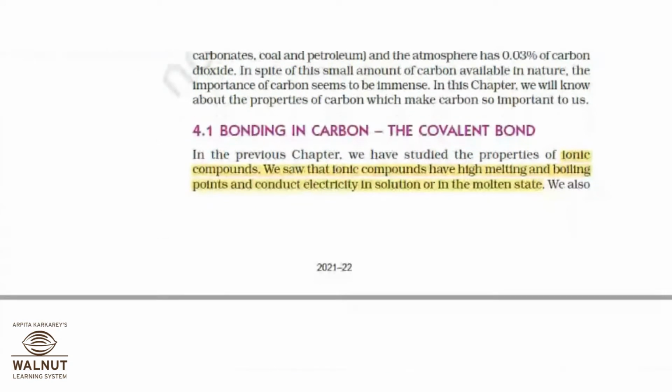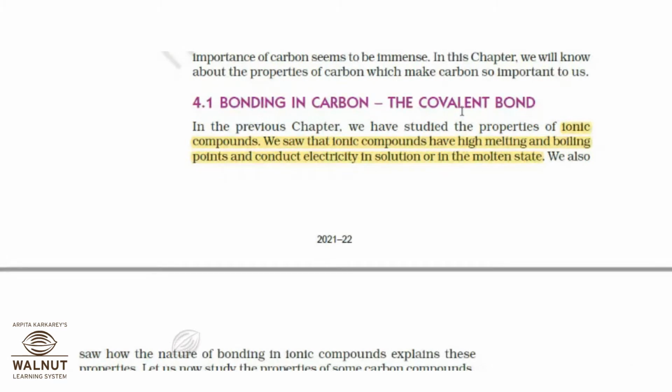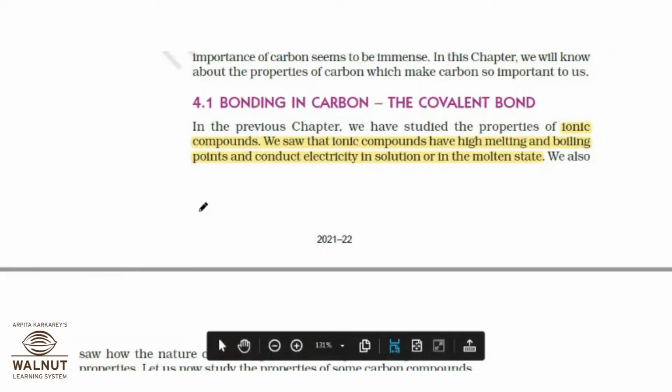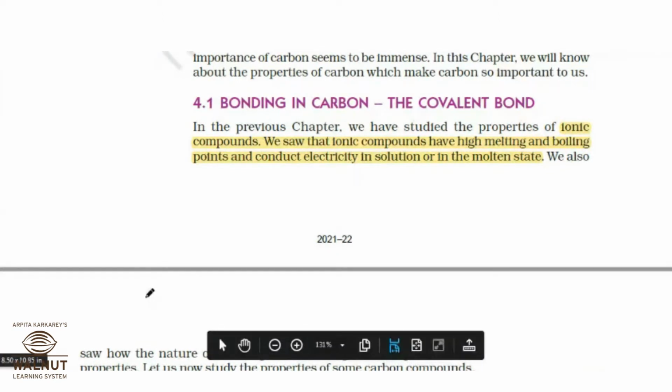Now the main part arises in section 4.1, which deals with bonding in carbon, the covalent bond. In chapter number 3, you have studied a type of bond called the ionic bond. So what is an ionic bond, and what elements have the tendency to form it? The bond formed by transfer of electrons from an electropositive element to an electronegative element is called an ionic bond. This is the full definition.